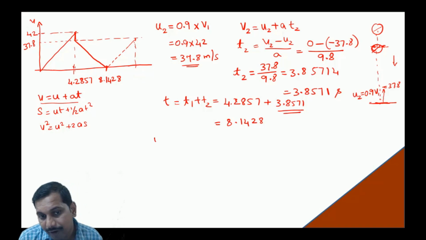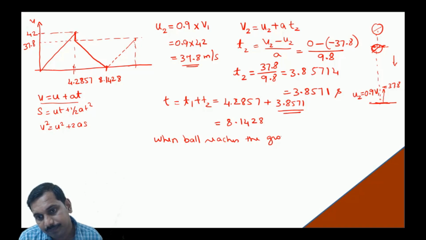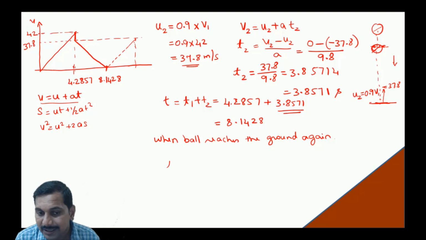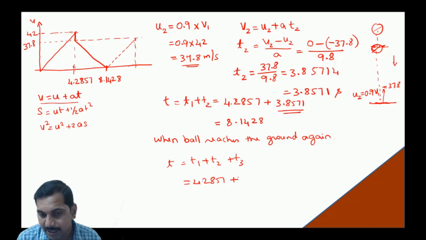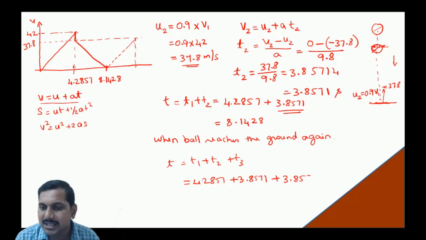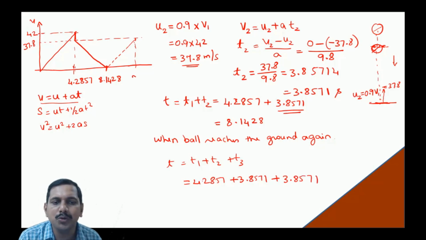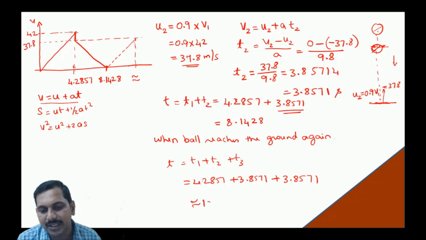So now when the ball reaches the ground again, time would be T1 plus T2 plus T3, right? What is T1? 4.2857 plus 3.8571 would be the second one, plus you have another 3.8571, which would be almost equal to 12 seconds.